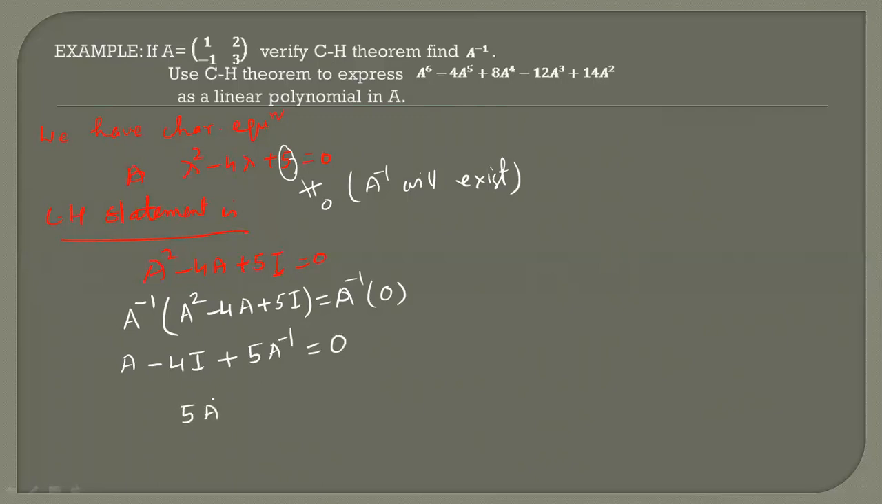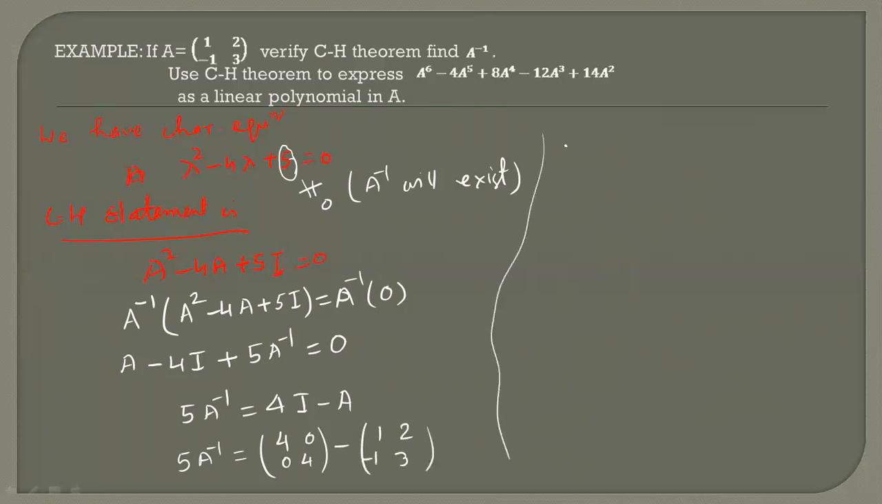Now 5A inverse is equal to 4 times the identity matrix minus A. So 5A inverse is equal to [4 0; 0 4] minus [1 2; minus 1 3]. So 5A inverse is equal to [3 minus 2; 1 1], or A inverse will be 1 upon 5 times [3 minus 2; 1 1]. This is your inverse with the help of the Cayley-Hamilton theorem.